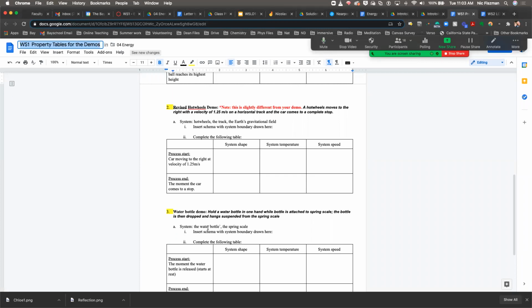So you have your track, something like this, right? You have your Hot Wheel, which I can't find, and your track is horizontal. At first, the car is moving, and at the end, the car is stopping, right?